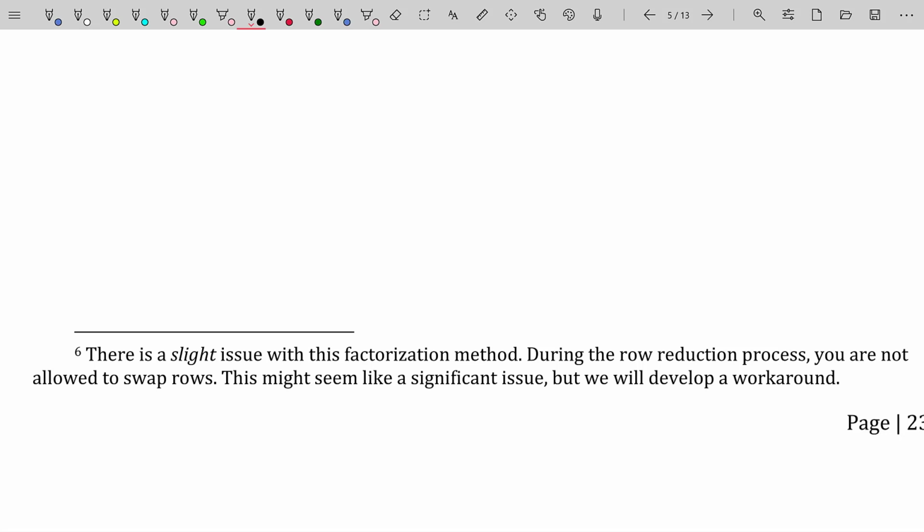And while this might seem like a significant issue that you won't be able to swap rows, the reality is we could develop a workaround. To be honest with you, I don't know if I even want to develop the workaround because there's no real need to do it. There are so many other methods out there for solving matrix equations in large systems. So LU factorization is an introduction to a whole bunch of different kinds of ways to solve matrix equations. Right now, all you know to do is either put the matrix equation into an augmented matrix and do row reduction techniques, or to find the inverse of the matrix if the matrix is square and invertible.